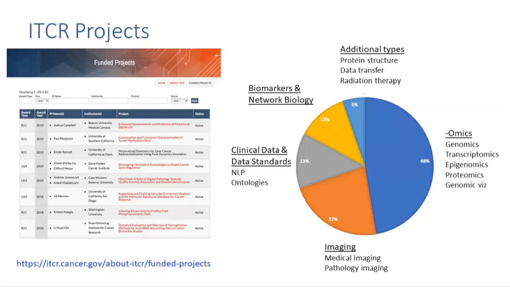We also have a good portfolio of resources and tools that support clinical data and data standards, including the development of new ontologies, as well as technologies that support natural language processing over clinical notes and EHRs. There are resources that support biomarkers and network biology, as well as grants that support protein structure analysis, data transfer technologies, and radiation therapy. So as you can see, the tools that we funded to date have sort of a lower representation in the epidemiology and population sciences space.